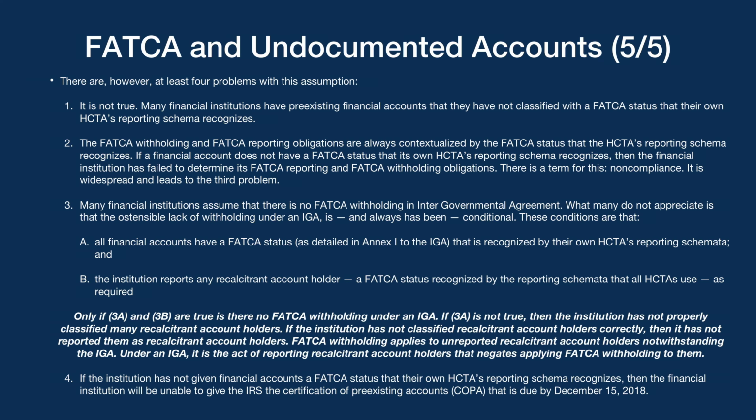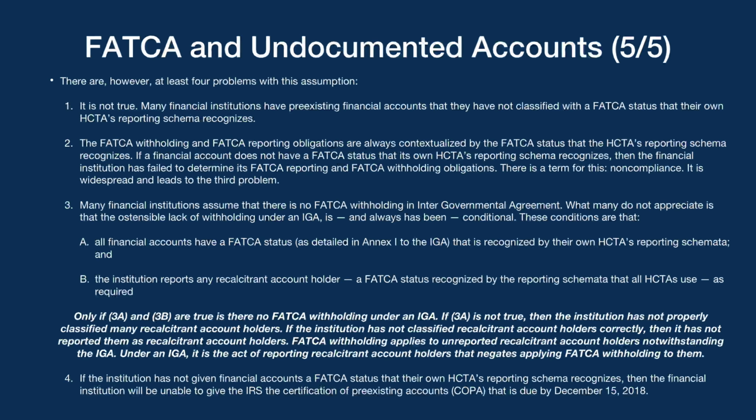3. Many financial institutions assume that there is no FATCA withholding under an intergovernmental agreement. What many do not appreciate is that the ostensible lack of reporting under an IGA is, and always has been, conditional. The conditions are that A. All customer financial accounts have a FATCA status, as detailed in Annex 1 of the IGA, that is recognised by their own host country tax authority reporting schema, and B. The institution reports any recalcitrant account holder, a FATCA status recognised by the reporting schema that all host country tax authorities use as required. Only if 3A and 3B are true is there no FATCA withholding under an IGA.